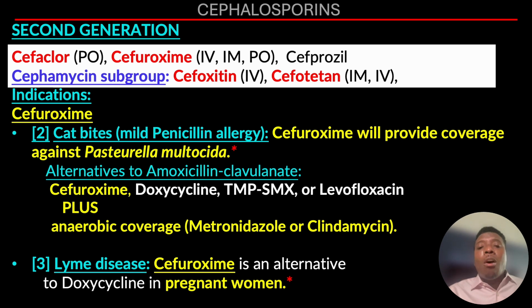Now, we prefer to use amoxicillin clavulanic acid for cat bites, but if someone has a mild penicillin allergy, cefuroxime is one of the alternatives that you can use to treat someone with a cat bite, and we often add some kind of anaerobic coverage with this, either metronidazole or clindamycin. The other very important use of cefuroxime is for Lyme disease in pregnant women. We prefer doxycycline generally speaking for Lyme disease, but in pregnancy, we prefer not to use doxycycline, and cefuroxime is an alternative to doxycycline.